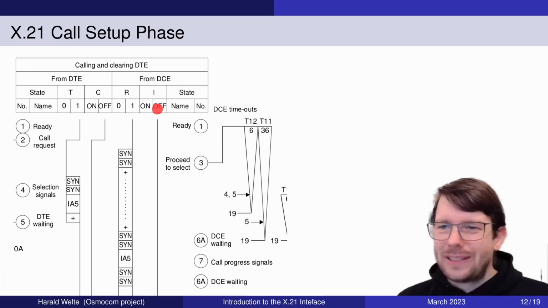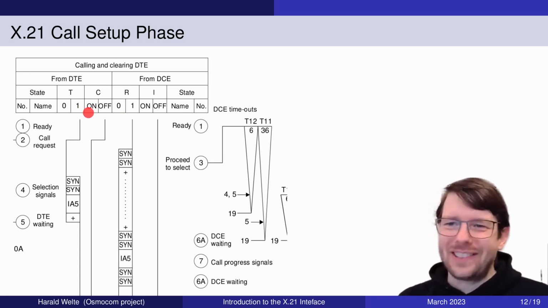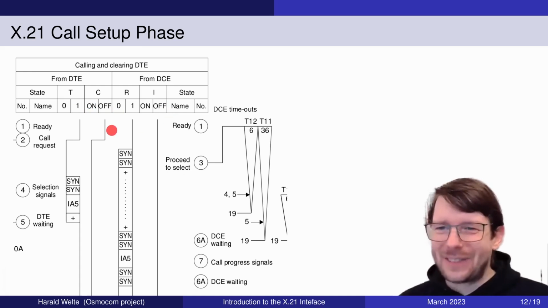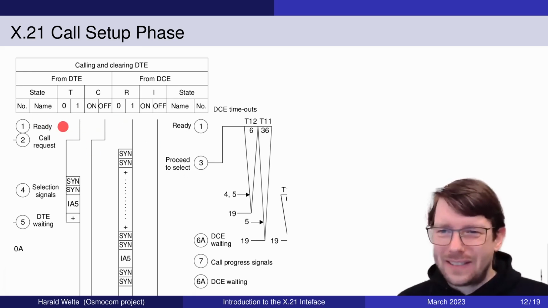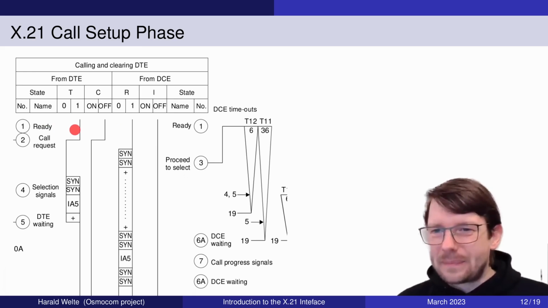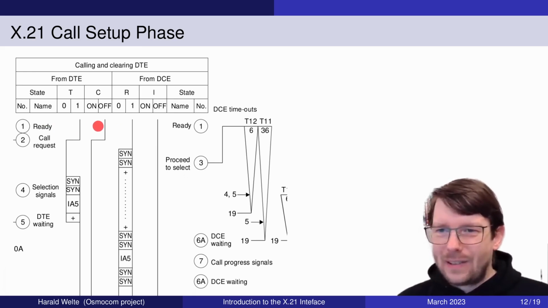Note that the control and indication have states called on and off, and the T and R signals have states called 0 and 1, and electrically they are not the same. So 1 is off and 0 is on in that context. So it's a bit confusing. I'm not sure why they came up with different naming for that. Anyway, so we assume everything is idle or ready, how it's called in the state names here, meaning that the transmit and receive signals are at 1 and the C and I signals are at off logical state.